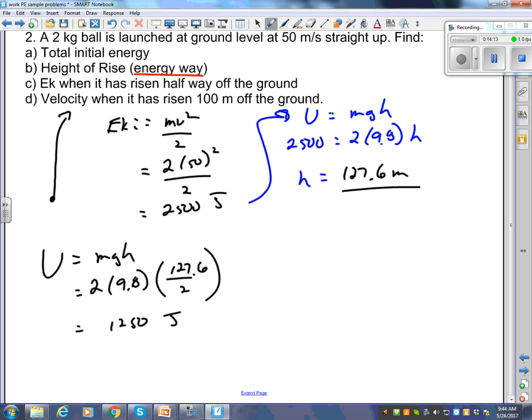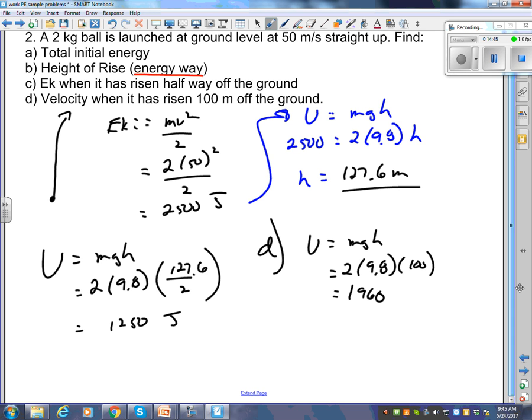How fast is it going when it's risen 100 meters off the ground? Could we figure that out? Part D, how fast is it going when it's risen 100 meters off the ground? Well, we're going to have to do the same thing, mgh, 2 times 9.8 times 100. 1960. It's got 1960 joules of potential.